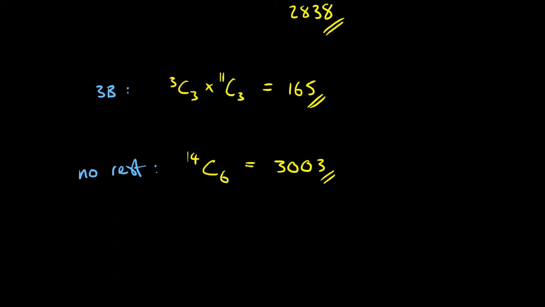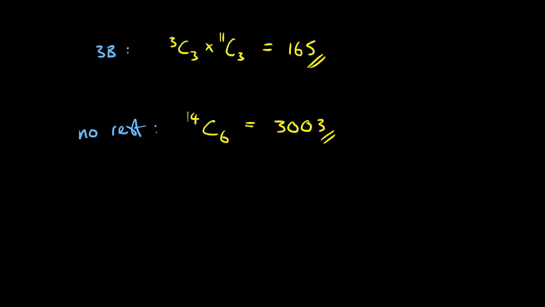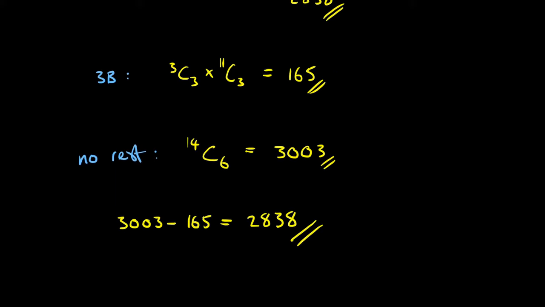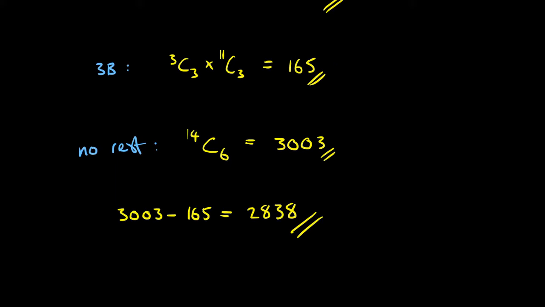Okay. So then the number of ways in which I can have either 0 brothers, 1 brother, or 2 brothers is to take this thing and subtract that thing, because I'm taking away the thing that I cannot have. So 3003 minus 165 is equal to 2838. And what do you notice? This number is the same as the other number. So what we've done is we've done the question in 2 different ways, and we've got the same result, which is hopefully quite reassuring for you.